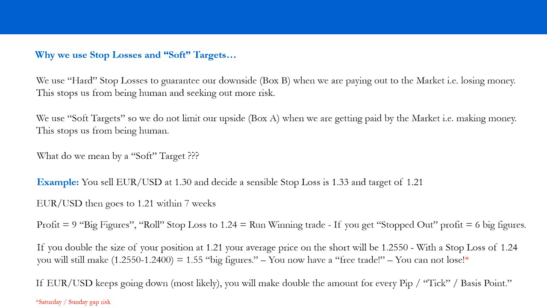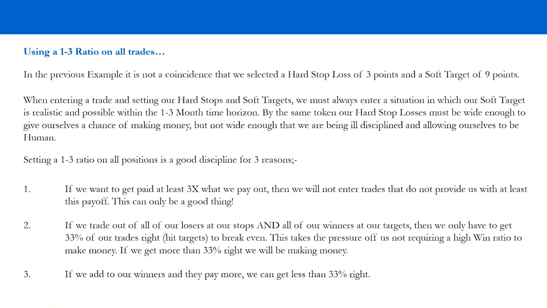Now, there are further principles that we have to apply in our risk management of our trading book, one of which is seeking or using a 1 to 3 ratio on all trades. Now, in the previous example, it's not a coincidence that we selected a hard stop loss of 3 points, so 3 big points in euro dollar, and a soft target of 9 big points in euro dollar.